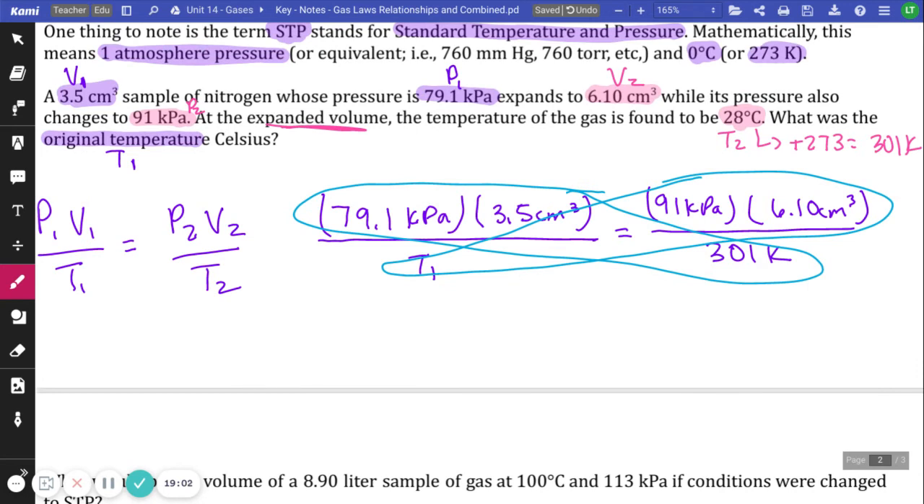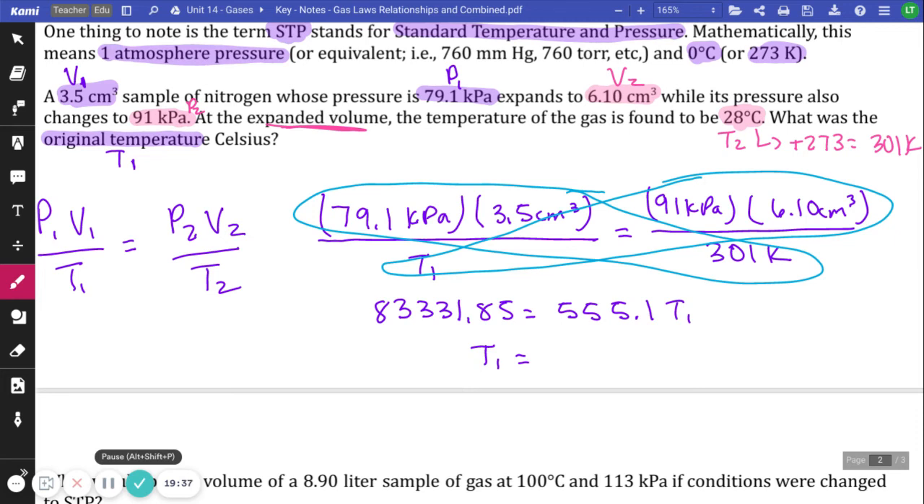And when I plugged it in and got my cross multiplication, I got 83,331.85 is equal to 555.1 times our T1. I want to get T1 by itself, so I'm going to divide both sides by that 555. So I get T1 is equal to, when I plugged it in, I got 150.1204, and so on and so forth.